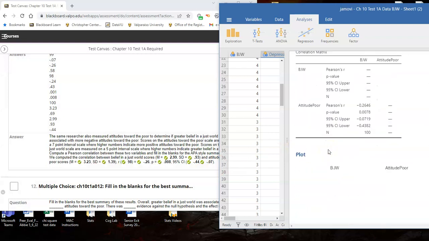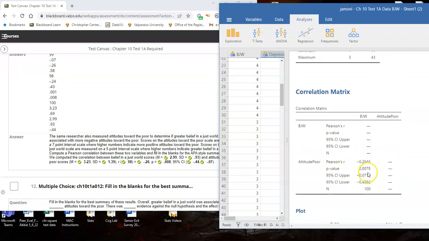Now to go back to the R information we need to fill the rest of this out. You can see, again, we have 100 people, so the DF is 98. Our R is provided for us right here. Our p-value is right here. Our upper and lower bound are right here.